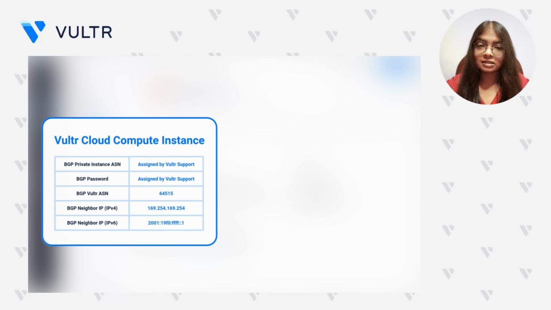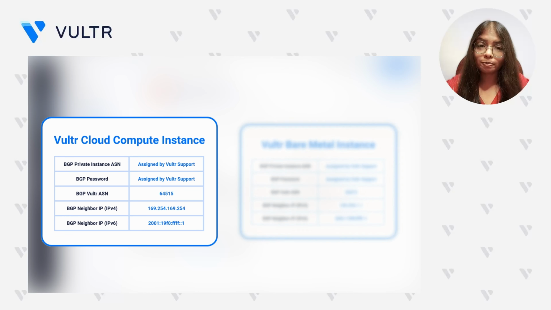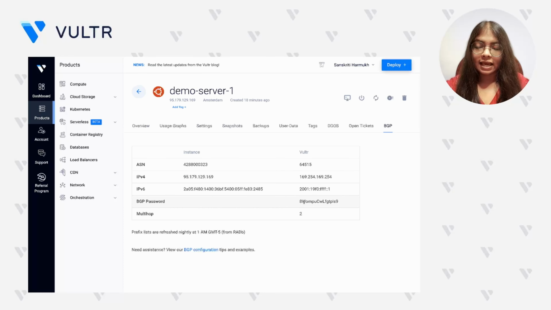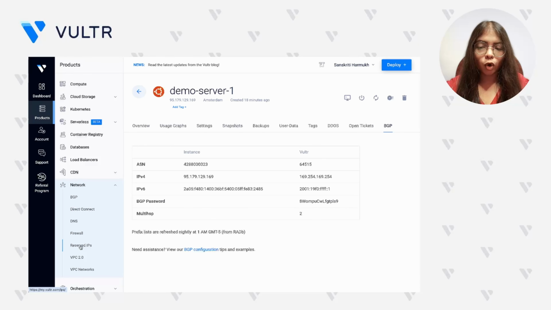We have configured this environment for Vultr Cloud Compute instances, but if you're working with Vultr bare metal instances, then you can provision it in the same way. The only difference lies in the BGP configuration values for parameters like Vultr ASN and IPv4 and IPv6 address for Vultr bare metal instances. Next, let's head over to the Reserved IP section present under the Network tab on Vultr.